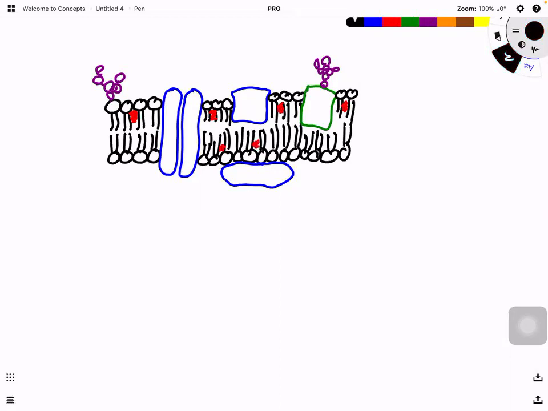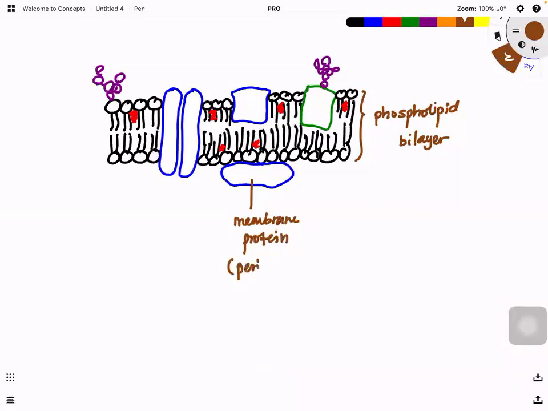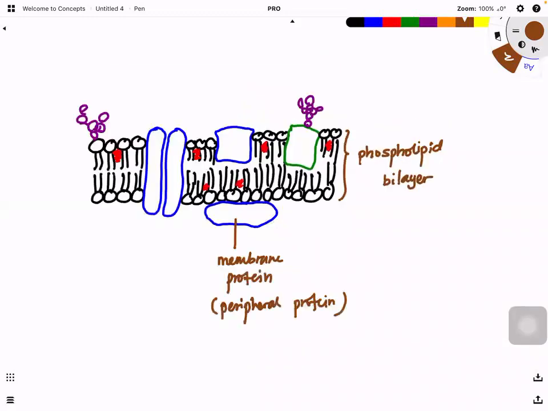Okay, so let us label them. First of all, these are the phospholipid bilayer. Then we have the membrane protein. This membrane protein is not embedded in the membrane, so this protein is known as the peripheral protein. This one is also a membrane protein, but embedded, so we call it an integral protein. One is embedded, another one is not.